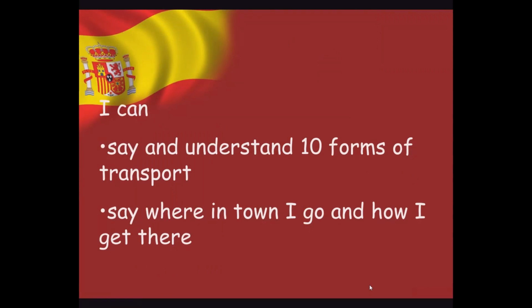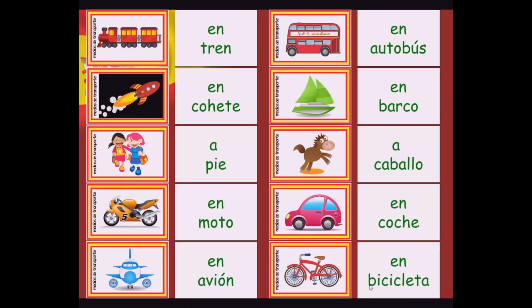So here's what we're going to be doing in the main part of our lesson today. We're going to be learning how to say and understand 10 forms of transport. That's our new learning for today. And we're going to use those to help us to say where in town I go and how I get there. So we're going to be using our places for where you go and the transports for how you get there.